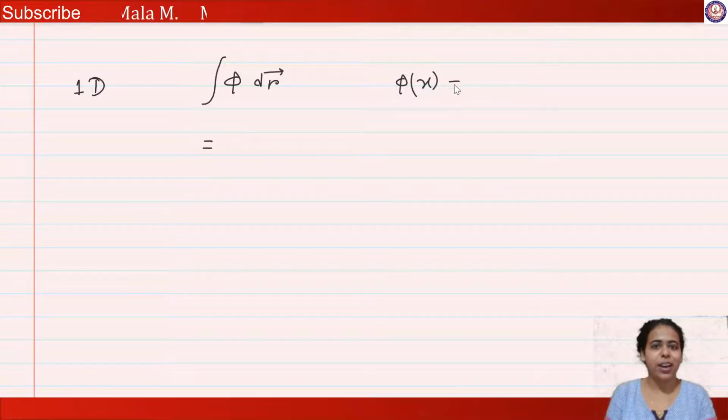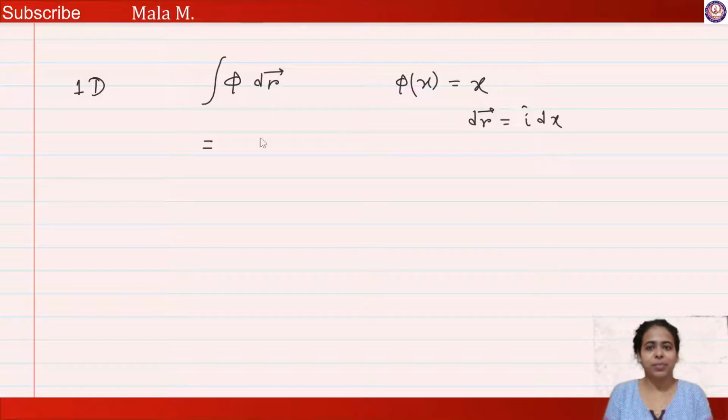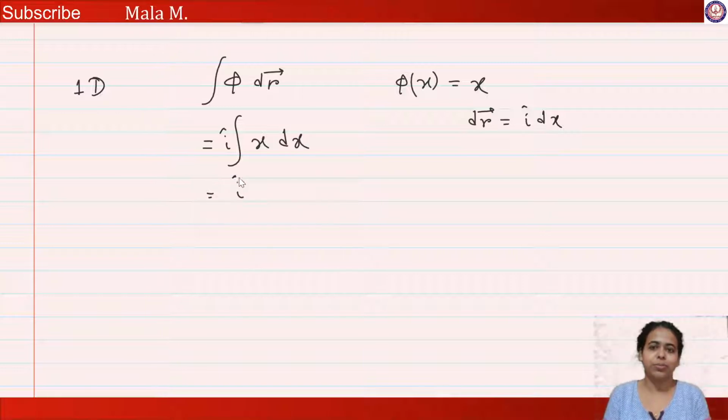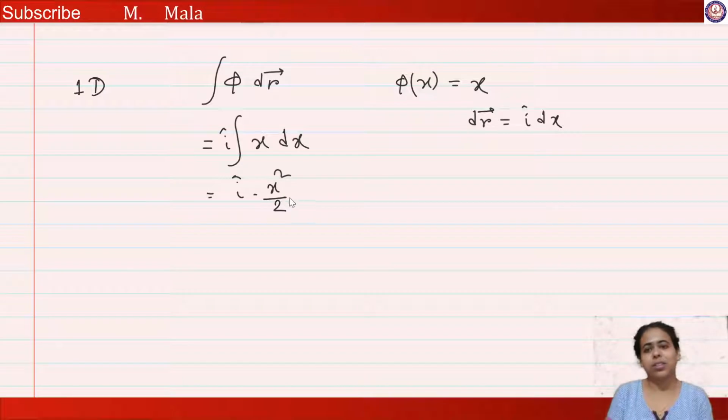Let's say phi(x) is equal to x. Now dr is nothing but i cap dx. So I can write down this integration as the integral of x dx. As you know, the integration of x is equal to x squared by 2.